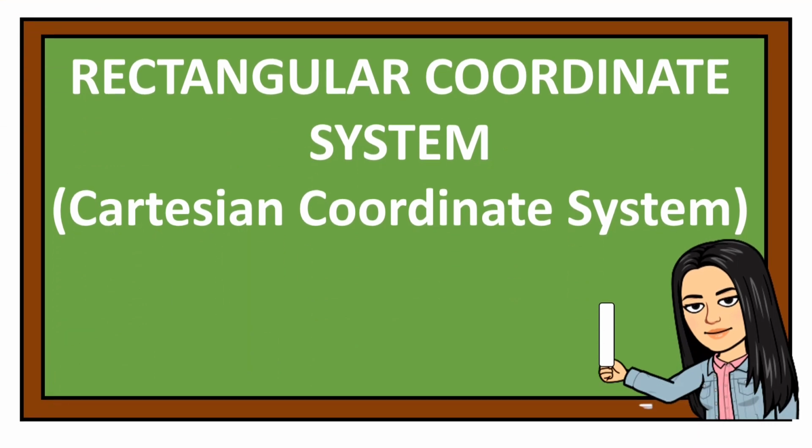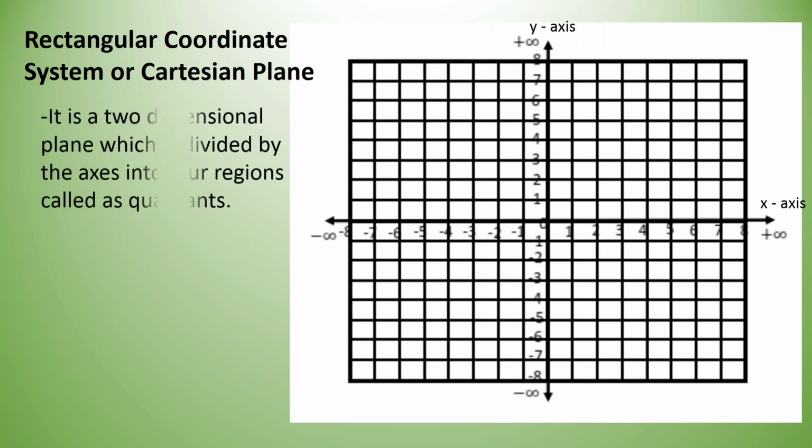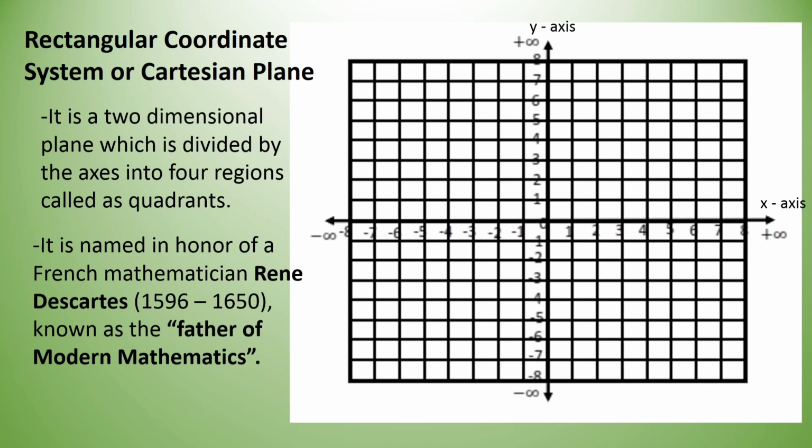Our lesson for today is the rectangular coordinate system, or Cartesian coordinate system. A rectangular coordinate system or Cartesian plane looks like this. It is a two-dimensional plane which is divided by the axes into four regions called quadrants. It is named in honor of a French mathematician, René Descartes, 1596 to 1650. He is also known as the father of modern mathematics.